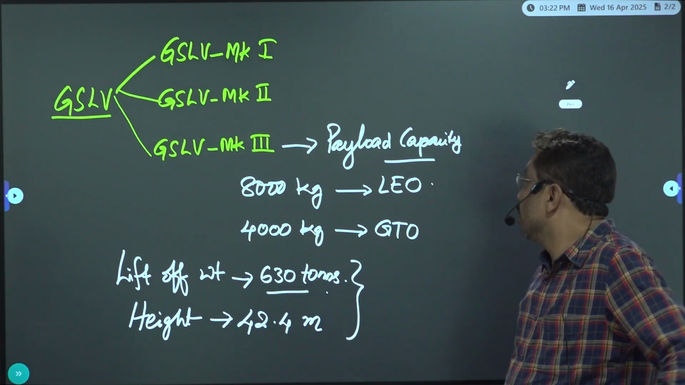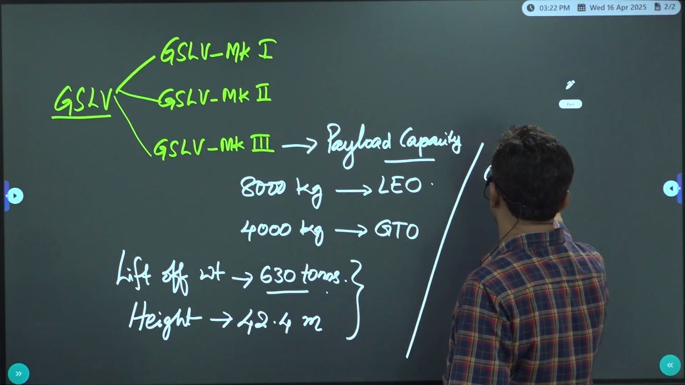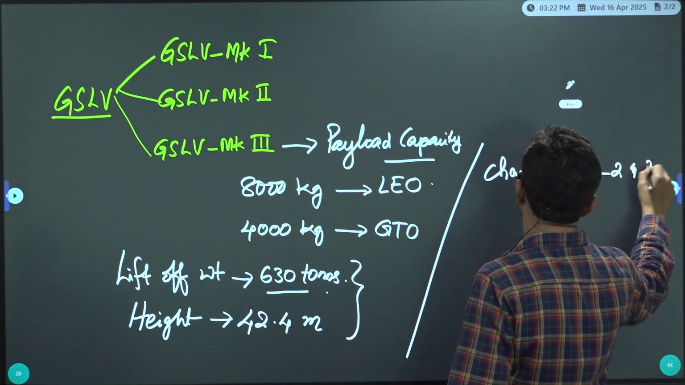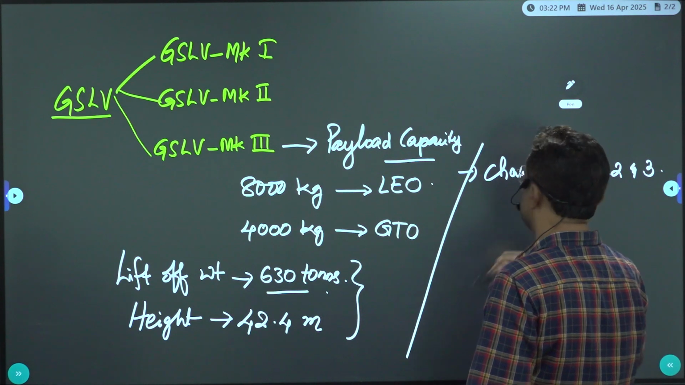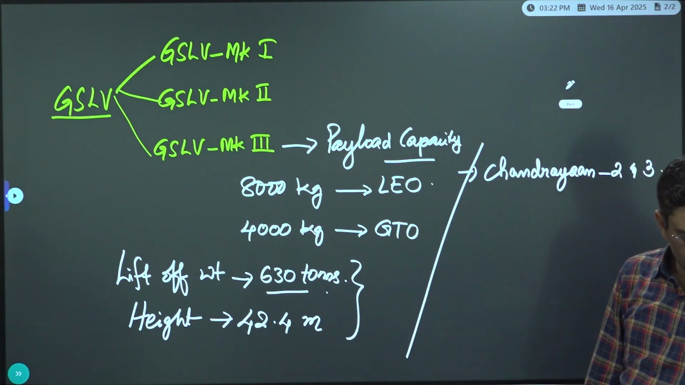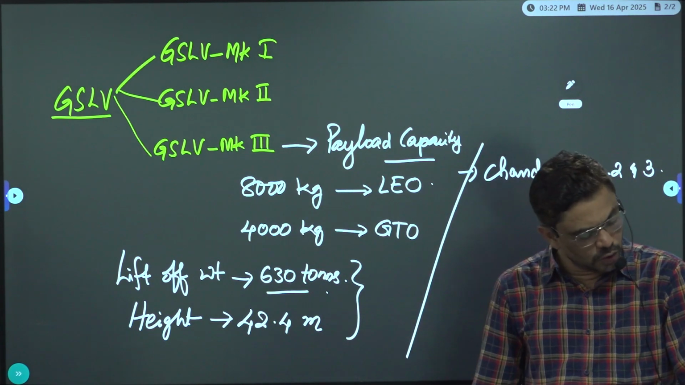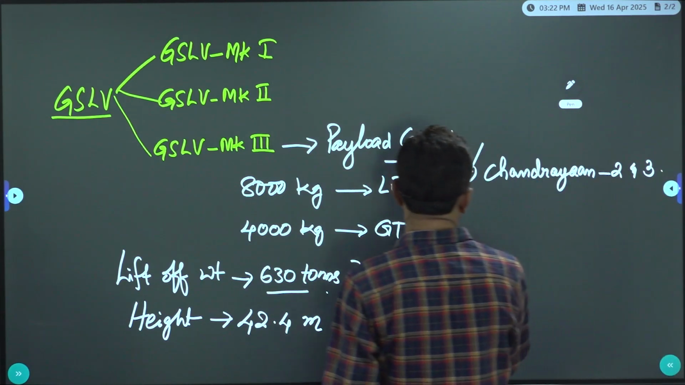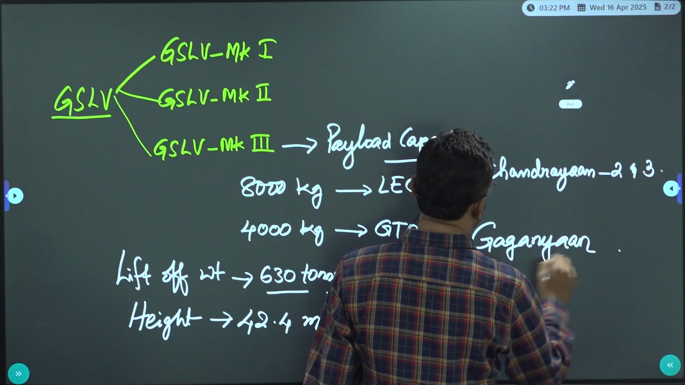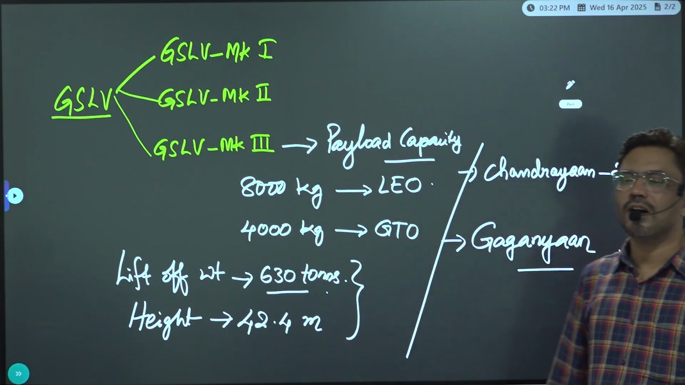Then the achievements of GSLV Mk3: Chandrayaan 2 and Chandrayaan 3 were launched with the help of GSLV Mk3. And also the future mission like Gaganyaan, the first human space flight, to be launched with the help of GSLV Mk3.